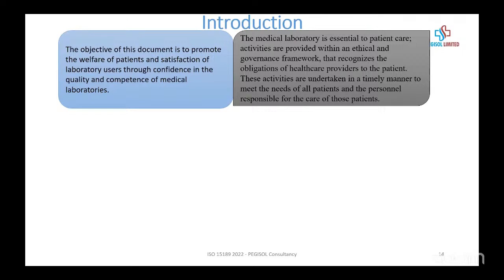These activities are undertaken in a way that should meet the needs of all the patients and the personnel responsible for the care of those patients. So in other words, the essence of the medical laboratory service is to have a framework that makes the healthcare provider responsible to the patient by doing the process in a timely manner that ensures that the patient is satisfied.